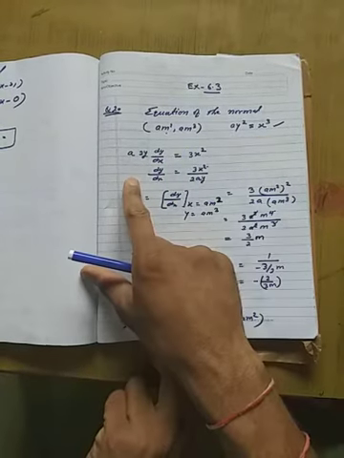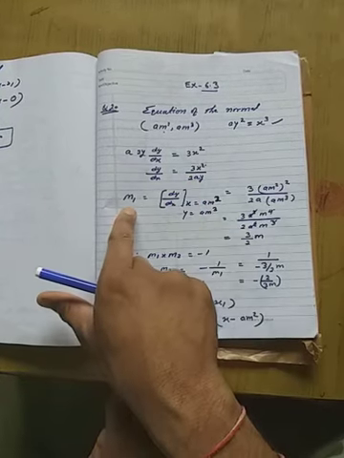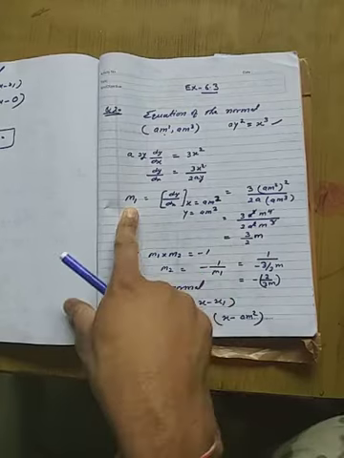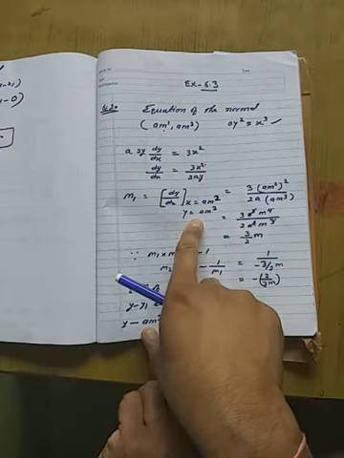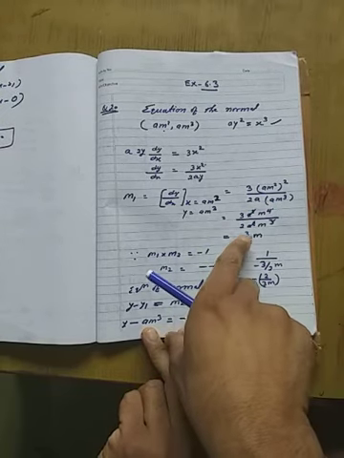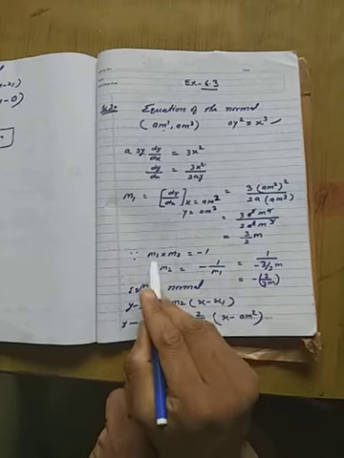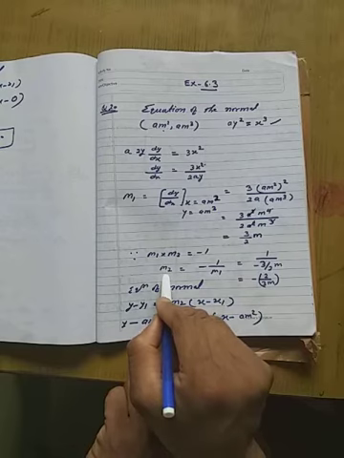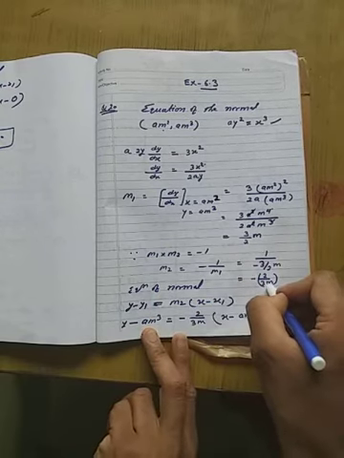At first I will differentiate and find dy by dx, and I will find the slope of the line at x and y. After putting the values of x and y, I will get 3 upon 2m. Since m1 into m2 equals minus 1, the slope of the normal m2 equals minus 1 upon m1, which equals minus 2 upon 3m.